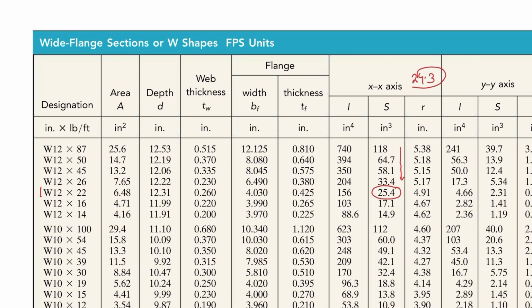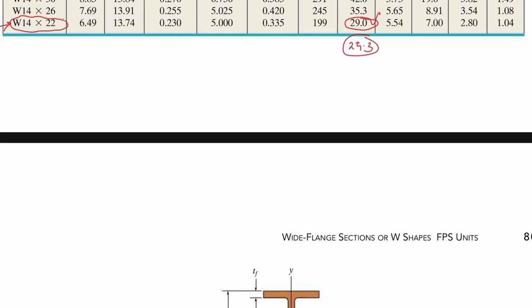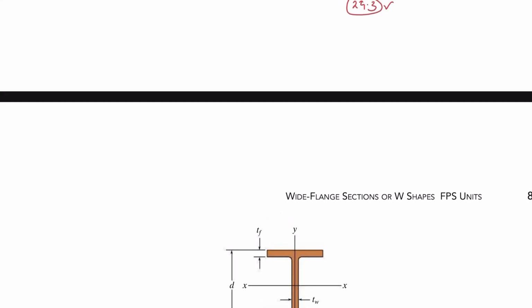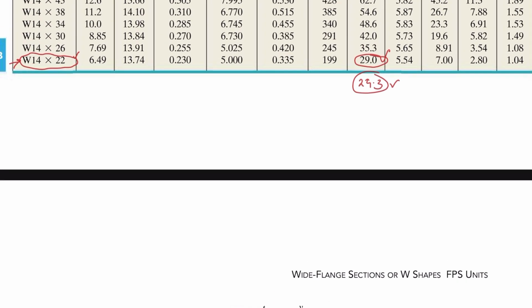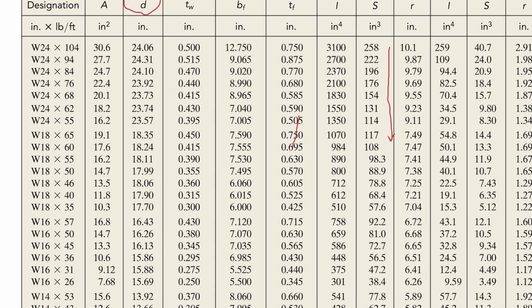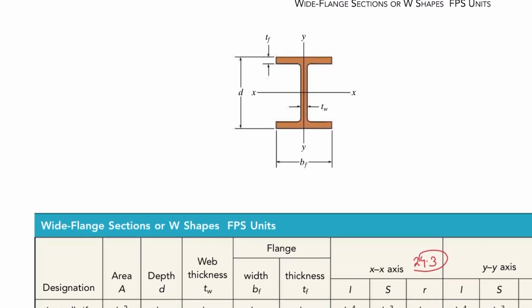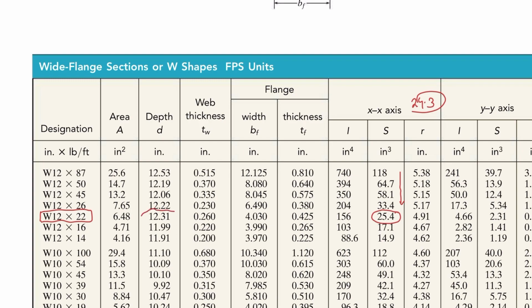Now you can choose either W12 by 22 or W14 by 22. So we will check which has both section moduli greater than the required, which is 24.3, but we will check the shortest depth. So which one has the shortest depth? You can see the second column is about depth. If you check the depth, it has 13.74 and the other one has 12.31. So this has the shortest depth. So we will choose this one.